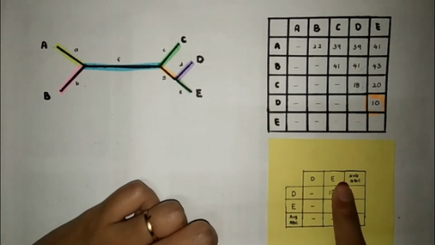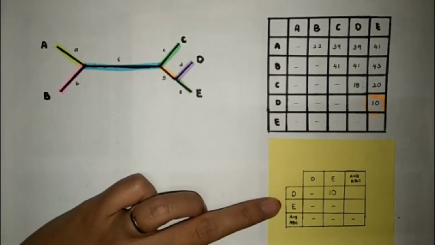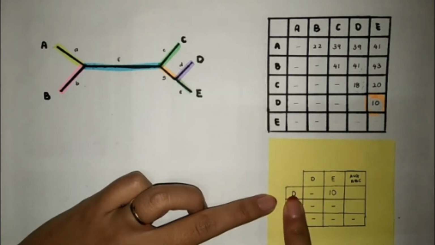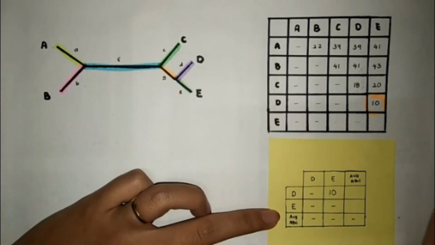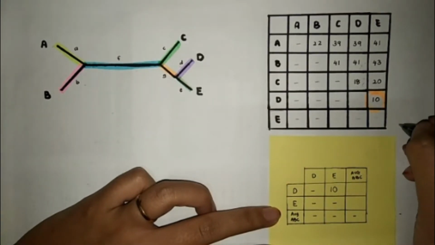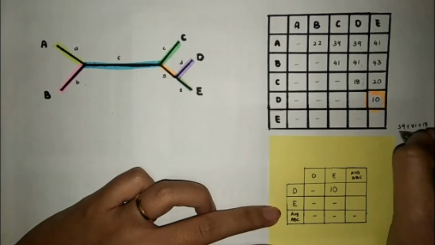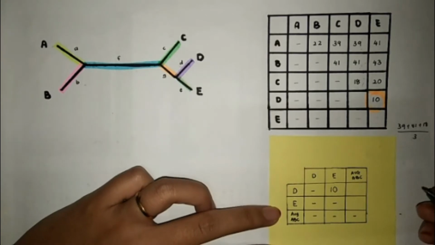And we need to fill in the table. We already know that the distance of D to E is equal to 10. And now we need to find the distance of D to ABC. How to find this? We can take the average of each of these. So the distance of D to ABC can be calculated by taking the average of 39 plus 41 plus 18 divided by 3, which will give us 32.7.